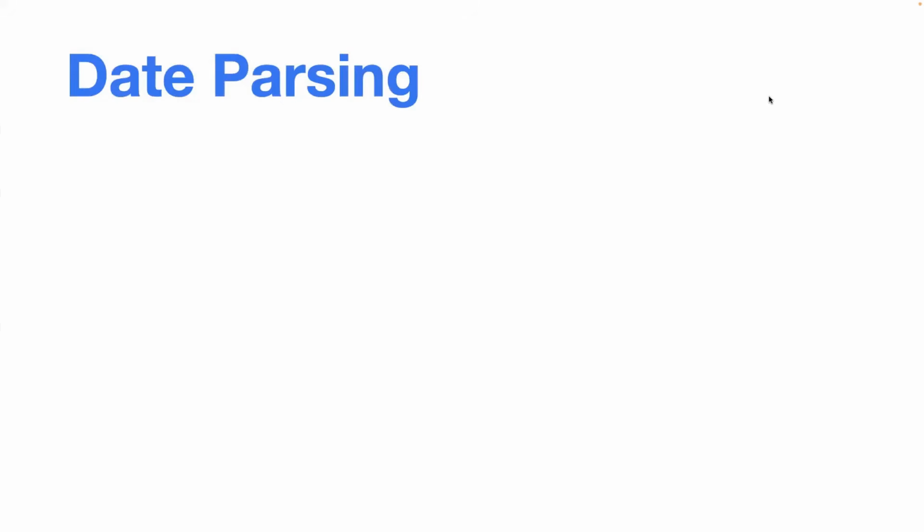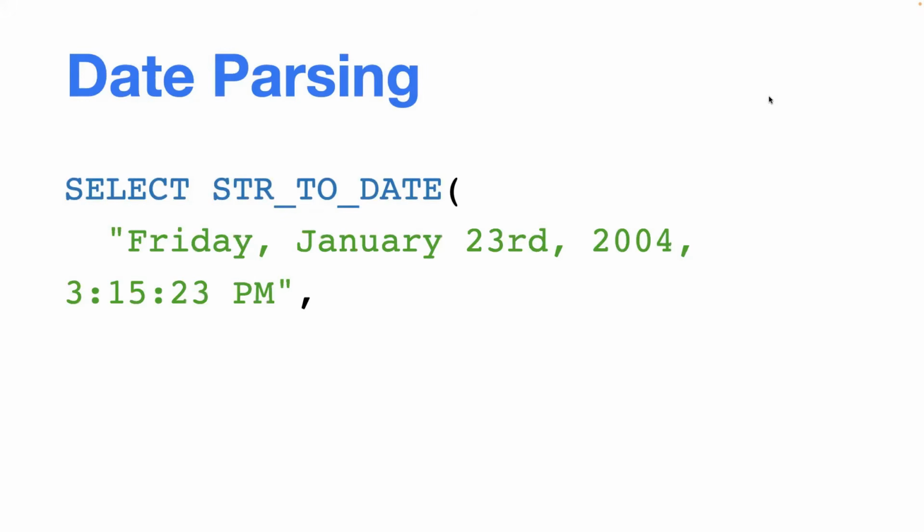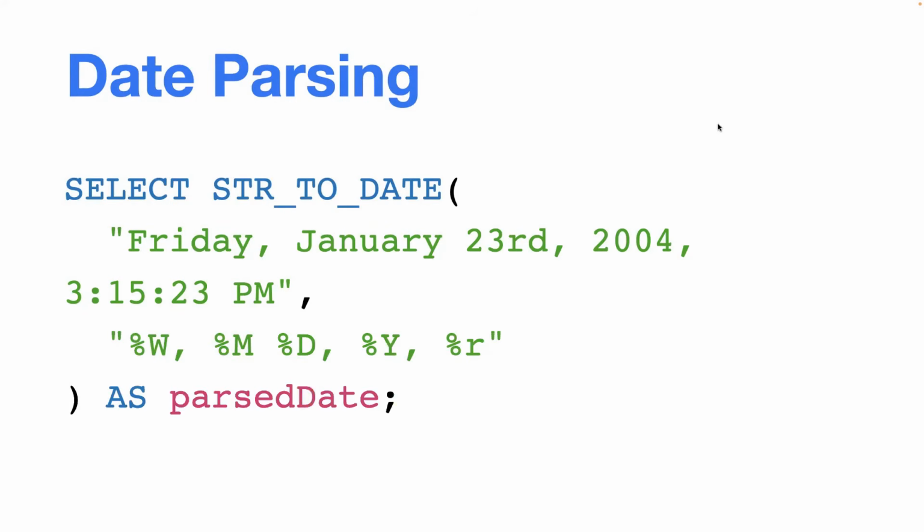So that's date parsing. We just call SELECT STR_TO_DATE. We give it the name of the column that contains the string dates. In this case, we just had the single value. And then we give it the format that we want to parse, and then we provide the new name for the column, and that's it. So that's everything about working with dates in SQL.